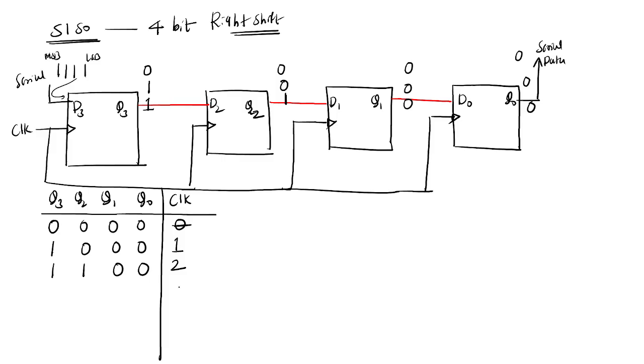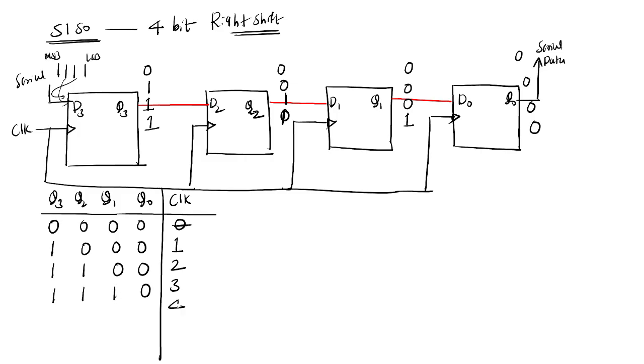At third clock pulse, what happens? Again, this will be shifted. So Q1 becomes this one, this one will come to Q2, and one more bit will come to D3, that is, to Q3. So this is 0. So here you are getting 1 1 1 0.